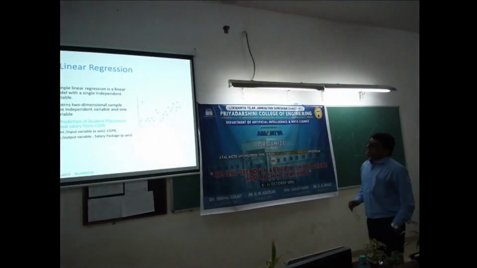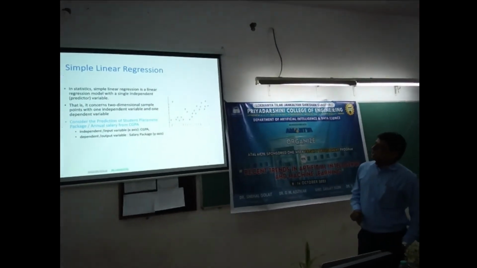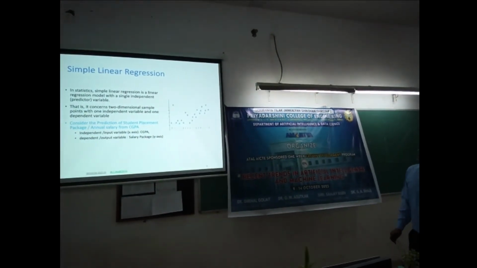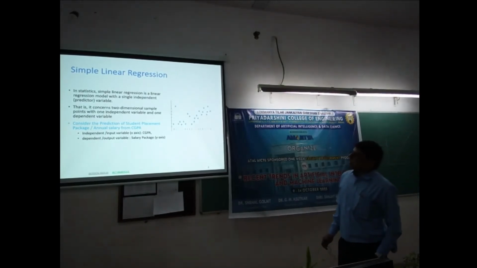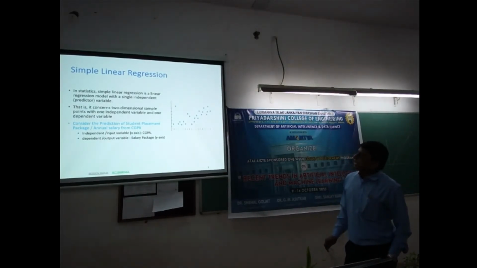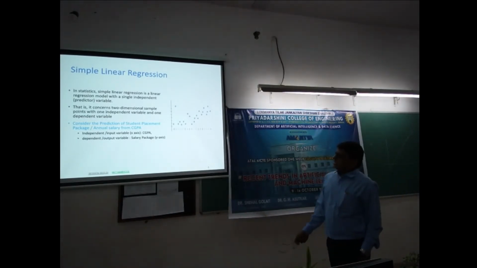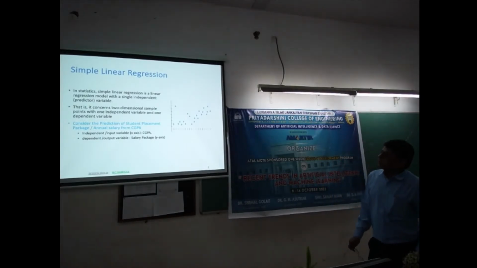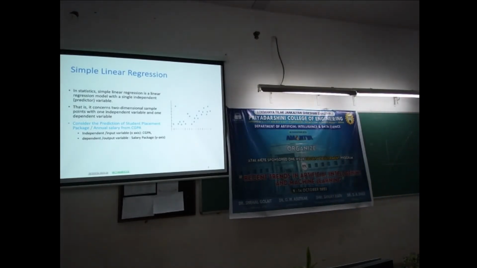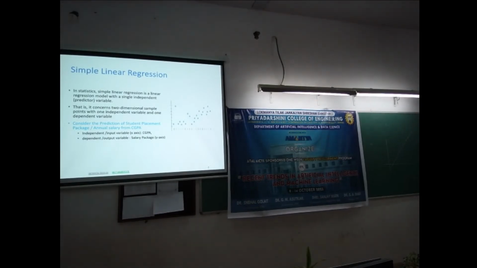In statistics, simple linear regression is a linear regression model with a single independent variable. It concerns two-dimensional sample points with one independent variable and one dependent variable. So this is a simple 2D problem, because there is one input variable and one output variable. You can take a simple example: prediction of student placement package in your college, or the annual salary of the student from the final year CGPA.